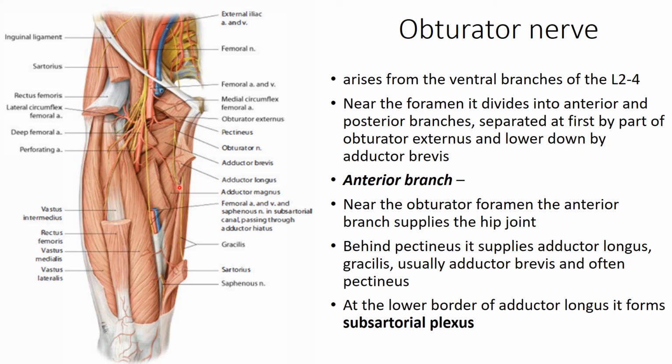We have already discussed it, the subsartorial canal. This plexus is formed by this twig from the anterior branch of the obturator nerve, which communicates with the medial cutaneous nerve of the thigh and saphenous branch of the femoral nerve. They form this subsartorial plexus just in the roof of this subsartorial canal, adductor canal. These give a set of branches which pierce the fascia lata and supply the skin over the medial side of the thigh.